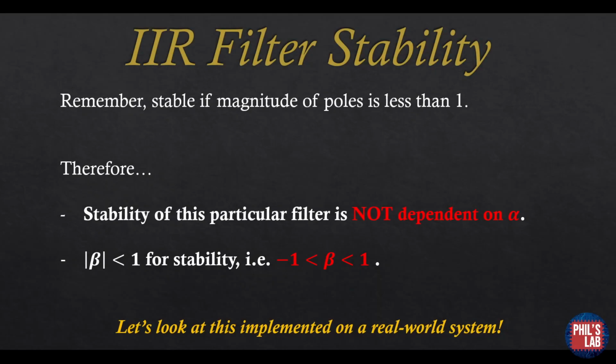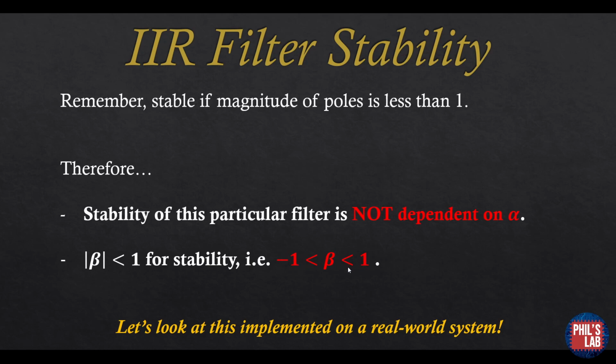Now we remember that a discrete-time system is stable if the magnitude of all poles is less than 1. Therefore, because our pole was at minus beta, the stability of this particular filter is actually not dependent on alpha. Alpha simply changes a certain gain, but has nothing to do with stability. But we require that the magnitude of beta, which is essentially the magnitude of the one pole we have, is less than 1. This means that beta has to lie somewhere between -1 and 1.